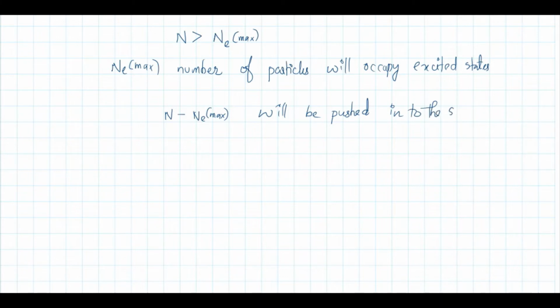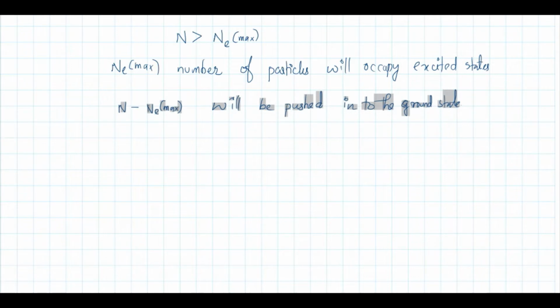So this phenomenon is known as Bose Einstein condensation. If the number of particles in the system is larger than the limiting value Ne maximum, the remaining particles N minus Ne maximum will be pushed to the ground state and there will be an accumulation of particles in the ground state, and this phenomenon is known as Bose Einstein condensation.